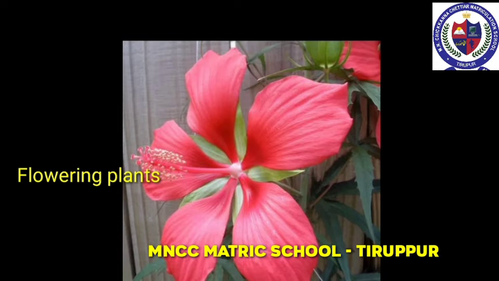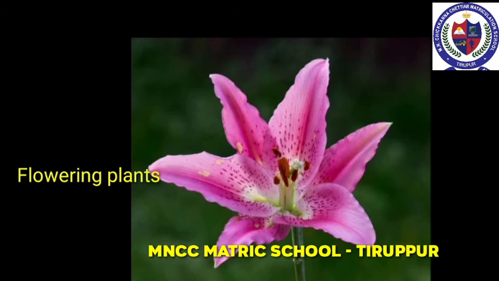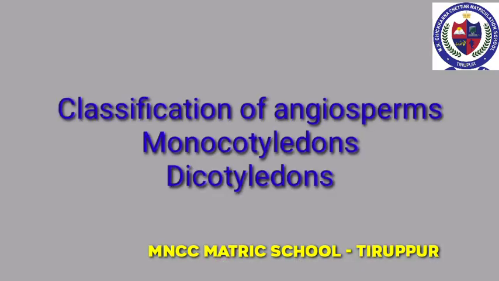They have well-developed conducting tissues, vascular bundles. Xylem contains vessel, trachea, xylem parenchyma and xylem fiber. Phloem contains sieve tubes, phloem parenchyma, companion cells and phloem fibers.